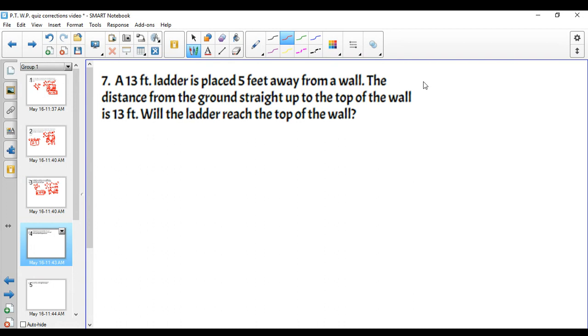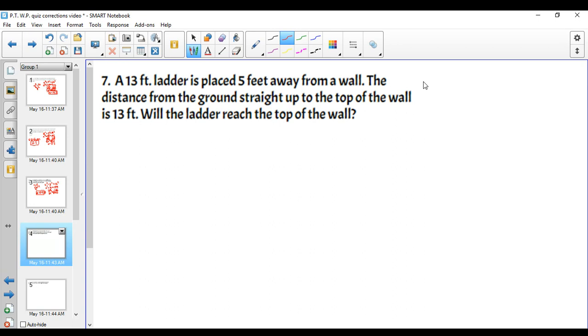Okay, number 7 is the next one that was commonly missed. It says a 13-foot ladder is placed 5 feet away from a wall. The distance from the ground straight up the wall to the top of the wall is 13 feet. Will the ladder reach the top of the wall?